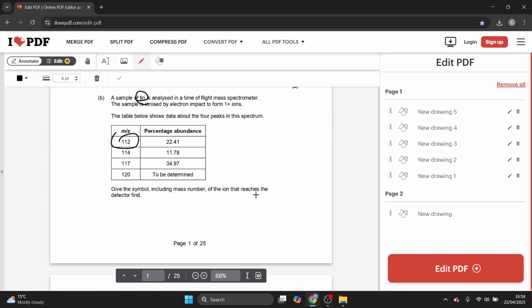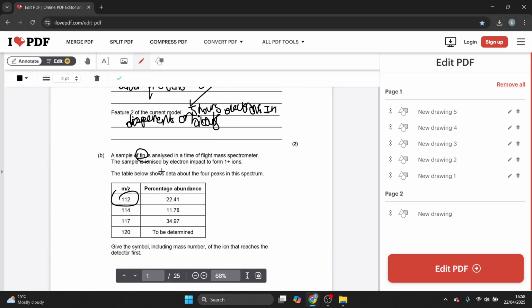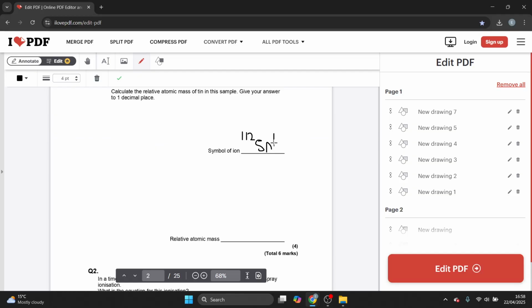But here's the part most students will get wrong. It's ionized by electron impact ionization. And remember, in electron impact, the sample is dissolved, and an electron gun is used to fire high energy electrons, knocking one electron off each particle, therefore becoming 1+ ions. So it's going to have a positive charge. Whereas in electrospray, the sample is dissolved and pushed through a nozzle at high pressure, with high voltage applied to it, causing each particle to gain an H+ ion.